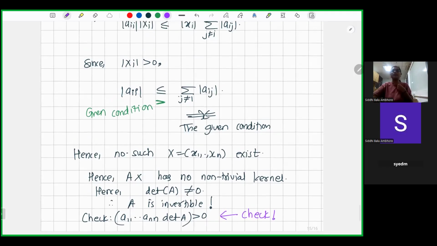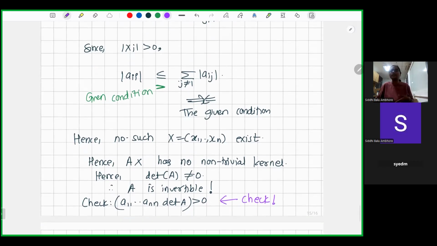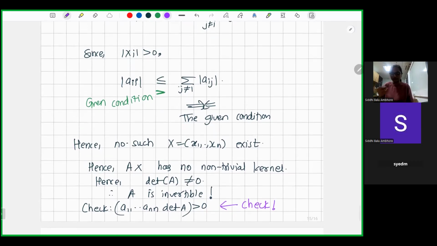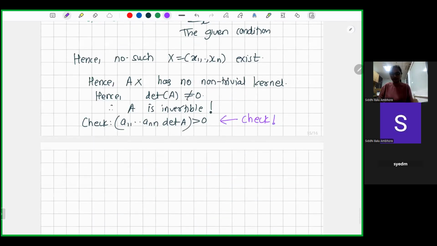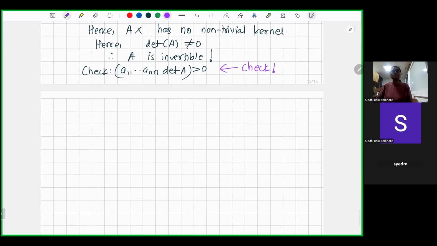Tomorrow we again have one tutorial session from 6 to 8. So let us meet there. For now, at least understanding that A is invertible was okay. If there are any doubts in at least knowing that A is invertible, please let me know. Otherwise, we'll do this one tomorrow.